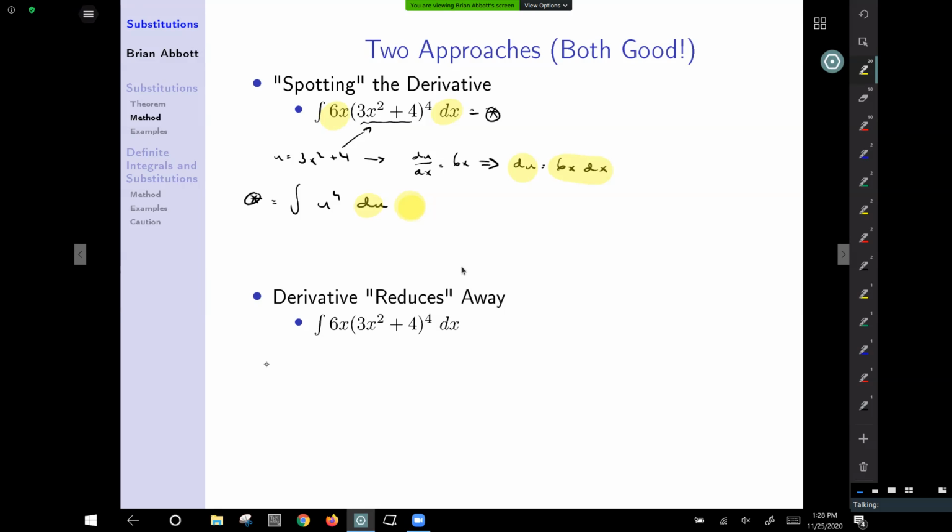To do that, we need a pen, not a highlighter. Equals 1/5 u to the 5th power plus c. Reversed my substitution. 1/5 times u, which was equal to 3x squared plus 4, that's everything to the 5th power plus c, and we've done it.